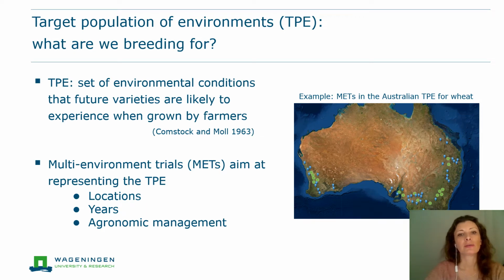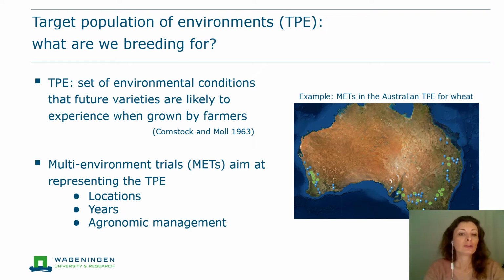Before we start making the predictions of genotype adaptation, it's really important to understand what our target population of environments is. In other words, what are we breeding for? The target population of environments, or TPE, is the set of environmental conditions that future varieties are likely to experience when grown by farmers. And here we are talking about the combination of soil, weather, and agronomic management.